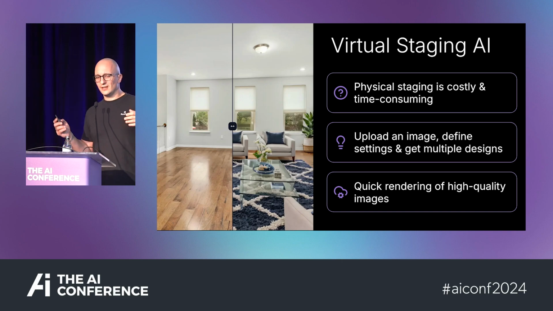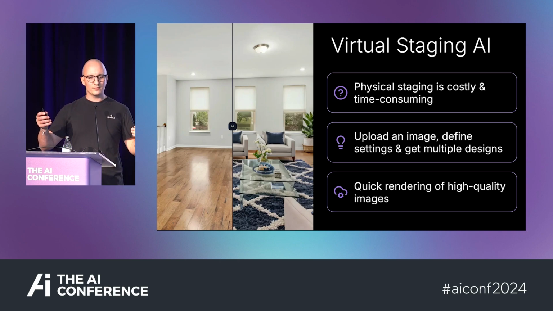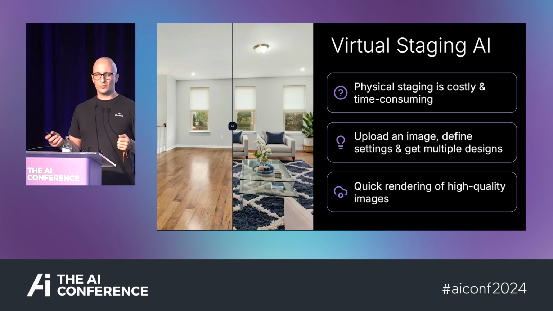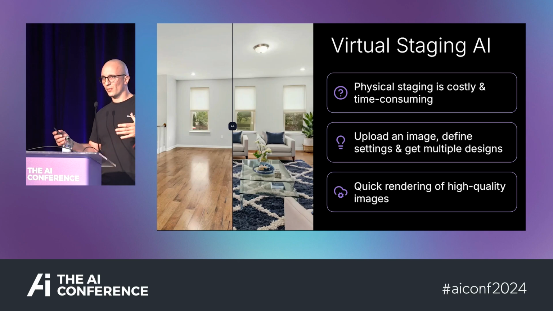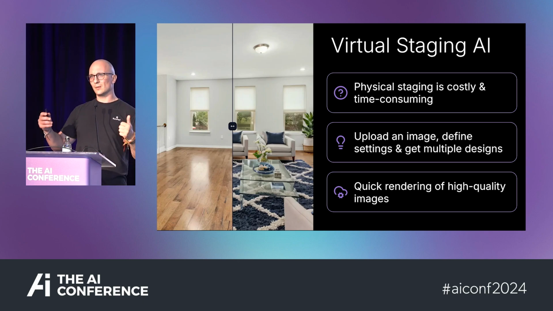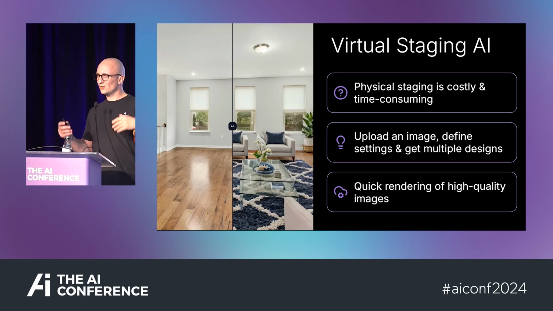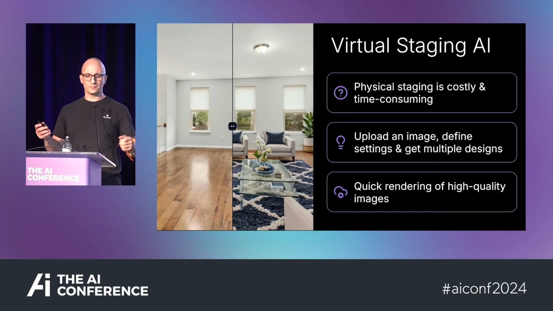Physical staging is costly and time-consuming because if you are a real estate agent, you have to go into your properties and put the furniture inside and make sure that everything looks nice, you actually have to be there. And with Virtual Staging AI, you can just upload an image, configure some things, for example, what kind of room it is, like a bedroom or living room, and which kind of style you want the room to look like. And then you get multiple designs and you can send this out to your clients.